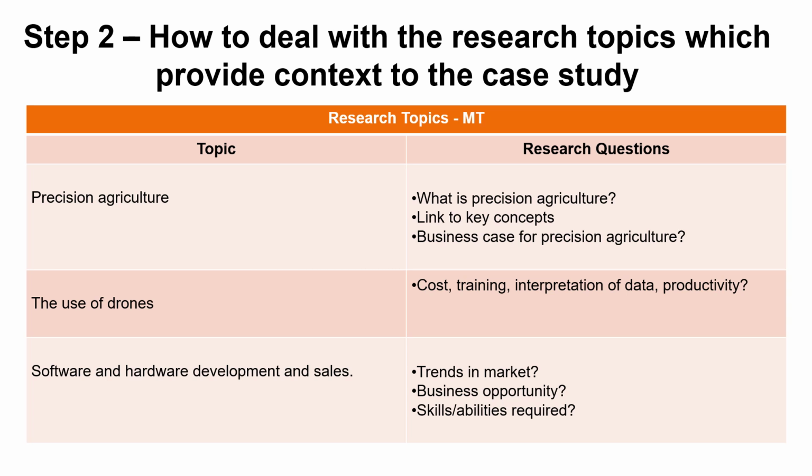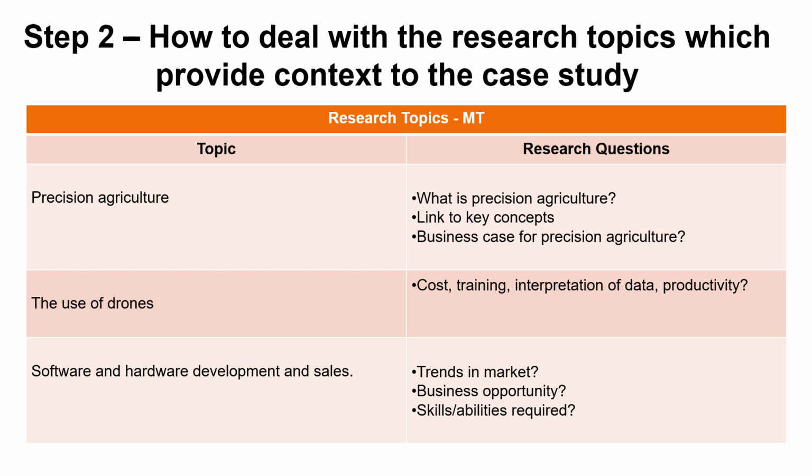So, for example, precision agriculture, what is it? Link it to the key concepts, sustainability, ethics. What's the business case for precision agriculture? Think about productivity. Look at your costs. Think about training. Think about the abilities of people to interpret data.